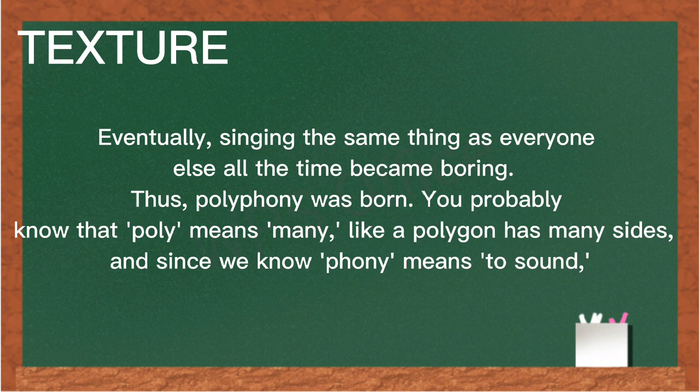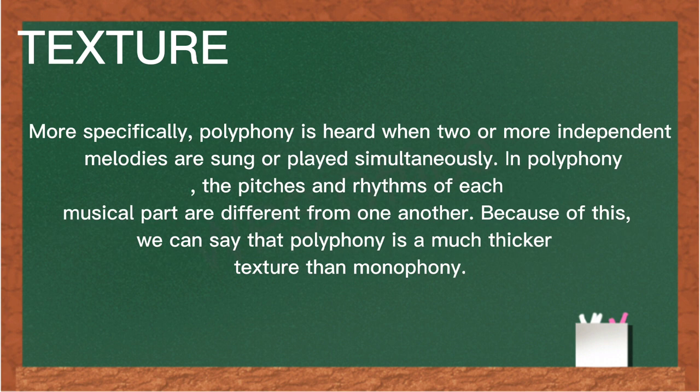Thus, polyphony was born. You probably know that poly means many, like a polygon has many sides, and since we know phony means to sound, we can immediately deduce a basic meaning of many sounds at the same time. More specifically, polyphony is heard when 2 or more independent melodies are sung or played simultaneously. In polyphony, the pitches and rhythms of each musical part are different from one another. Because of this, we can say that polyphony is a much thicker texture than monophony.